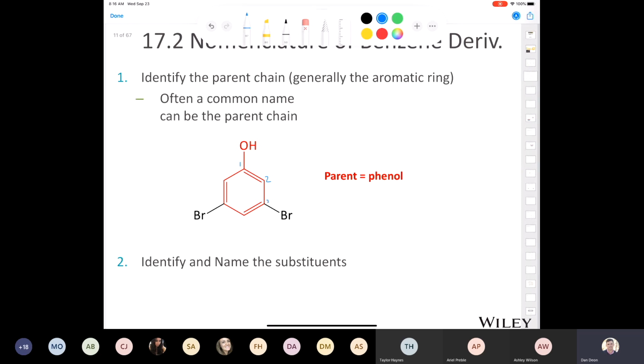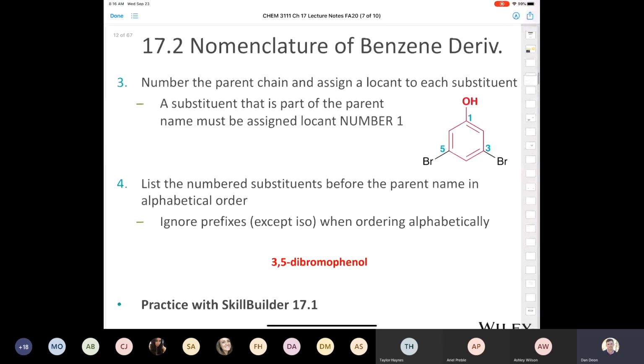So I have 1, 2, 3, 4, 5, 6 like this. So I have 2 bromines, 1 at carbon 3 and 1 at carbon 5. And so you can probably already guess that this is going to be 3,5-dibromophenol, but let's look at the guided solution over here.